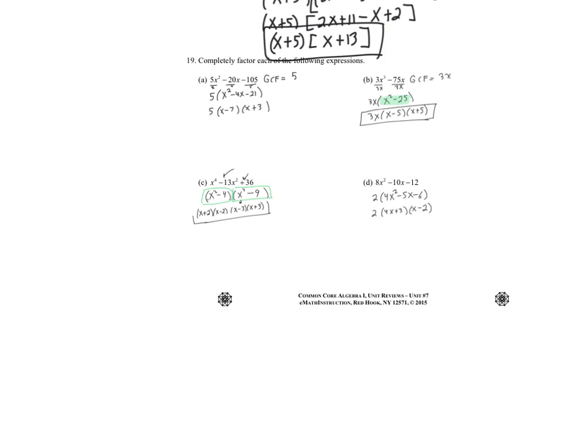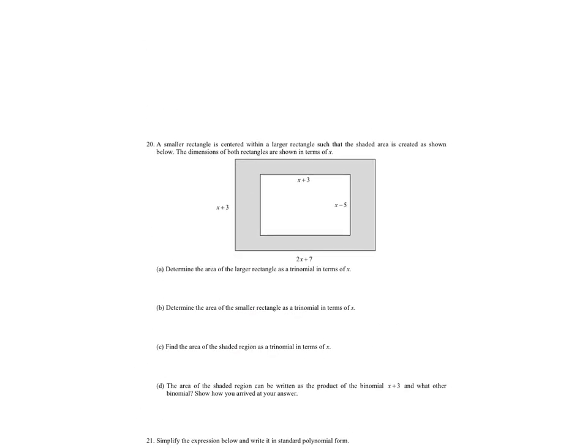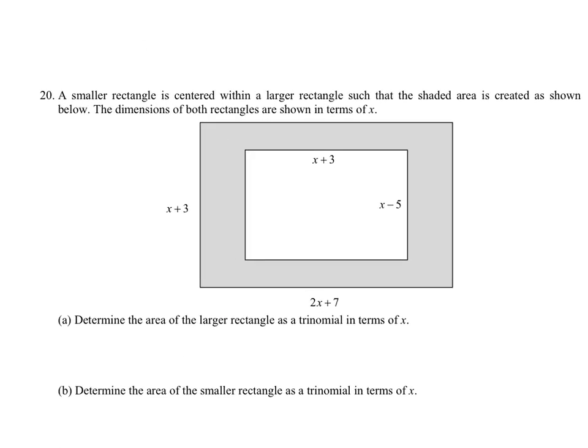All right, let's move on to page 2. Small rectangle centered. I'll let you go ahead and read it and write it. I'll get right into the solution. Determine the area of a larger rectangle versus a small area. So we know we're going to have the area of the large, and we're going to equal length times width. And we want it as a trinomial.